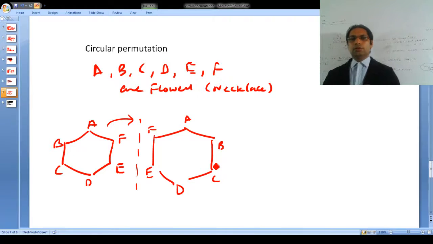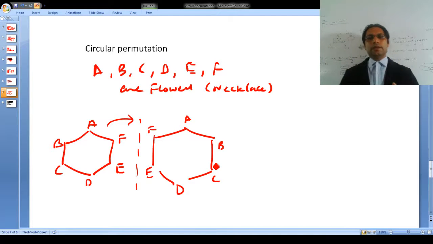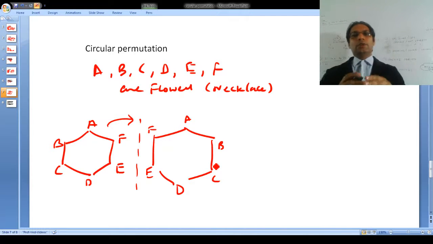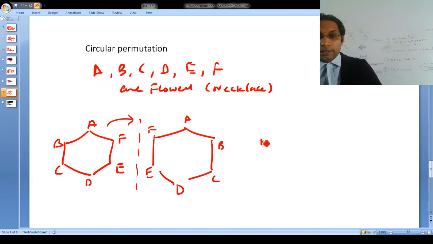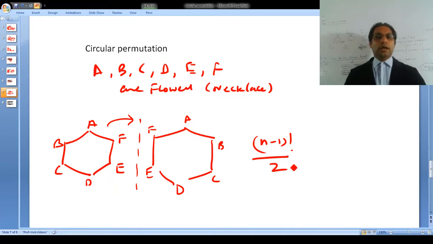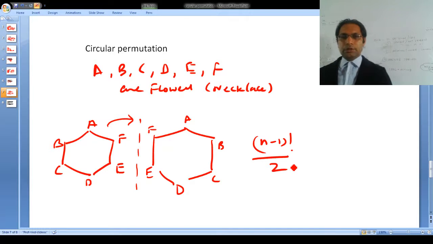That's the question. Yes, in terms of necklaces, when we calculate how many unique necklaces are possible using, let us say, 6 flowers, we actually don't say n minus 1 factorial. We actually say n minus 1 factorial by 2. Why? Because I just change it like this and it is the same necklace. So why am I counting it twice? That is the whole concept.